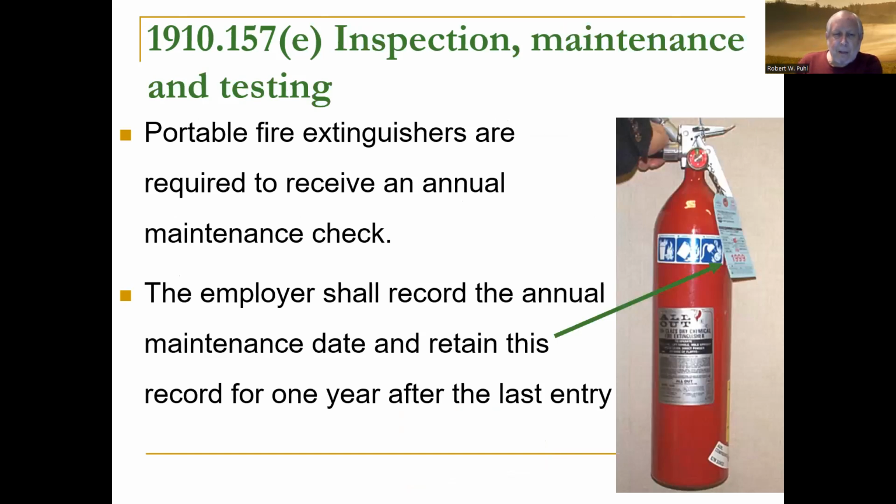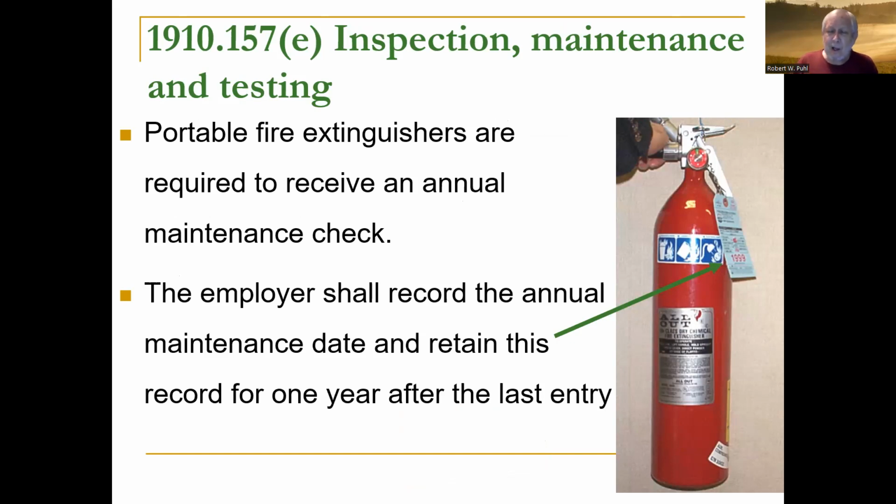Portable fire extinguishers are required to receive an annual maintenance check. The employer shall record the annual maintenance date and retain this record for 1 year after the last entry. Again, that's usually done in that tag. You see they're pointing at the tag. The fire extinguisher company comes in and they do this annual maintenance on it. And in California, they actually had to discharge and refill them every year, which was a complete waste. No, I don't think anybody else does that.